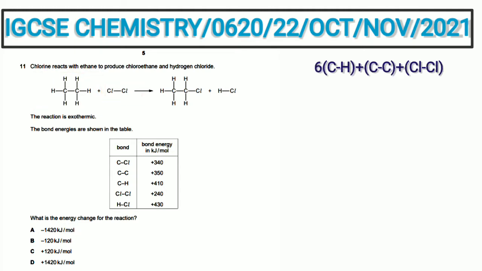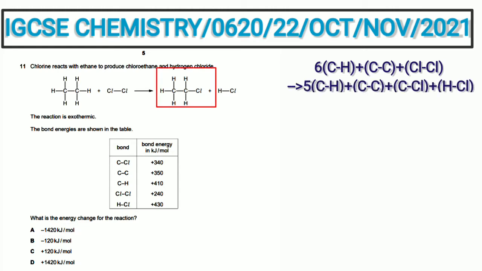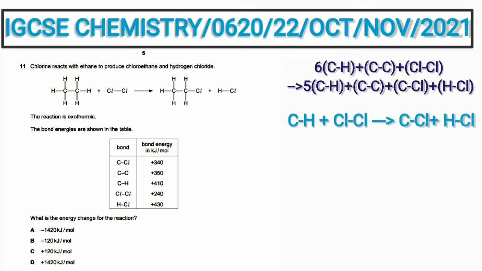covalent bond, and on the product side we have 5 carbon-hydrogen single covalent bonds, 1 carbon-carbon single covalent bond, 1 chlorine-carbon covalent bond, and 1 hydrogen-chlorine covalent bond. Let us cancel 5 carbon-hydrogen single covalent bonds from both sides. The 1 carbon-carbon covalent bond we can also cancel. So we have on the reactant side 1 carbon-hydrogen and 1 chlorine-chlorine bond. On the product side we have 1 carbon-chlorine and 1 hydrogen-chlorine bond.